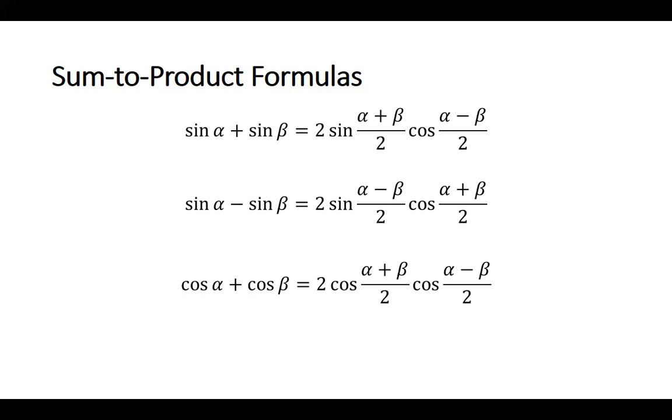Cosine alpha plus cosine beta is equal to 2 times cosine of alpha plus beta over 2 times the cosine of alpha minus beta over 2. And the cosine of alpha minus the cosine of beta is equal to negative 2 sine of alpha plus beta over 2 times the sine of alpha minus beta over 2. So again, just a bunch more formulas, not necessarily pretty.